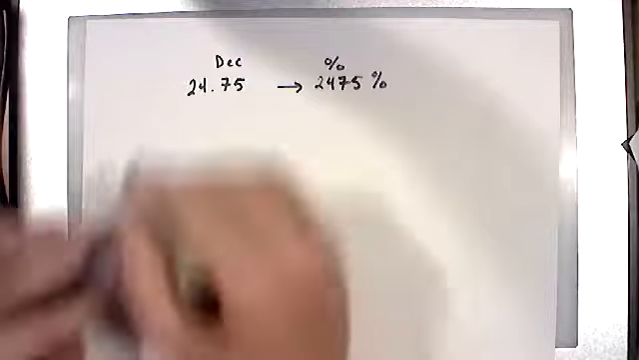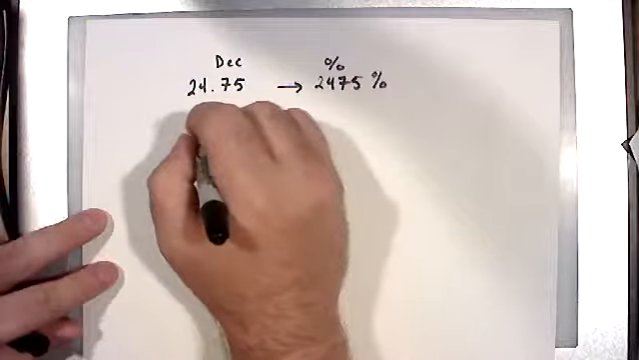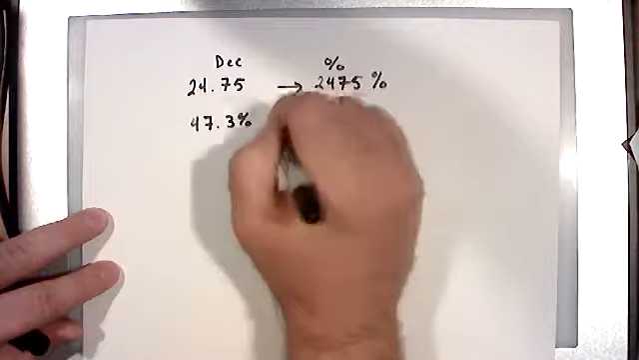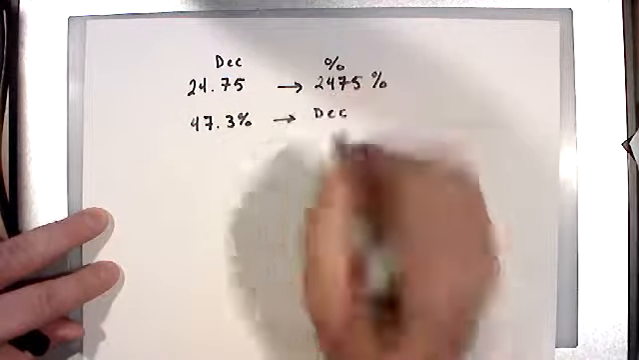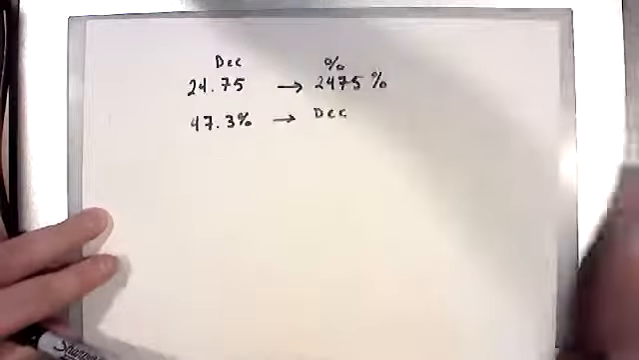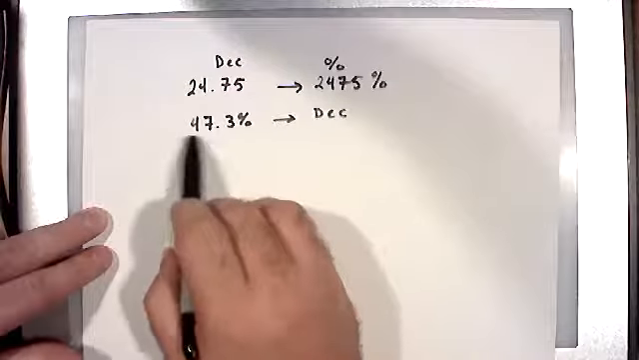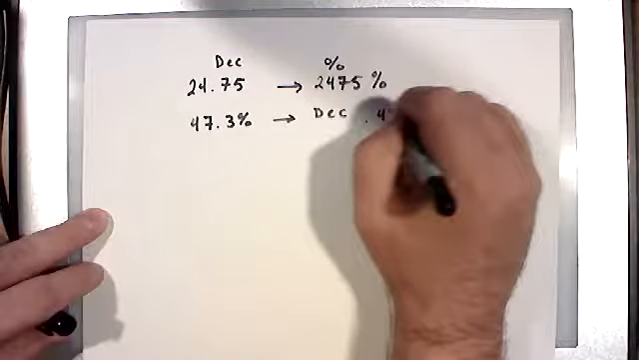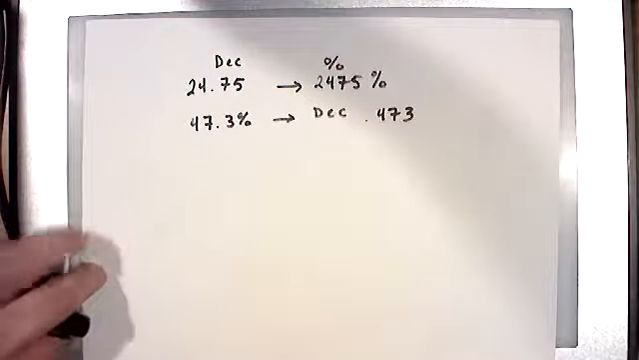And then if I had a percentage, let's say 47.3%, and I wanted to convert that into a decimal, just like we said a minute ago, if you're trying to convert percent to decimal, you go twice to the left. So I would take this decimal, I would go twice to the left, and I would have 0.473, okay? So just to reiterate the rule.